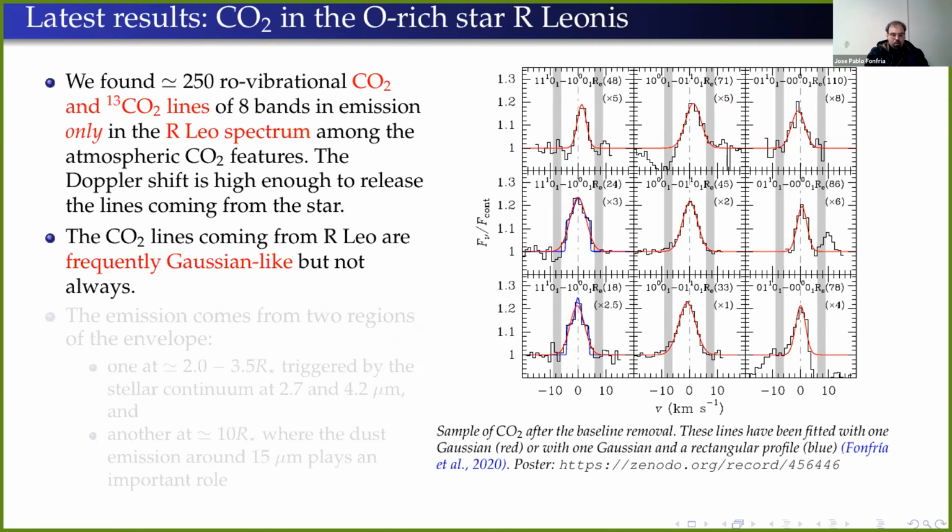These lines are probably formed very close to the photosphere. However, some of the lines are better fit with two components, which suggests that they come from a region of the envelope that covers part of the gas acceleration zone also.